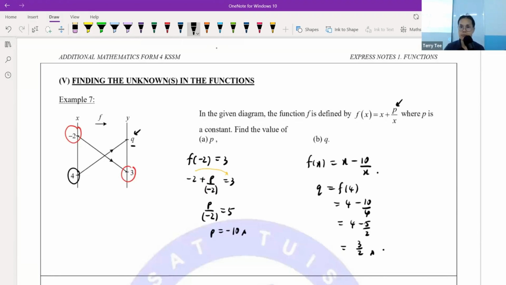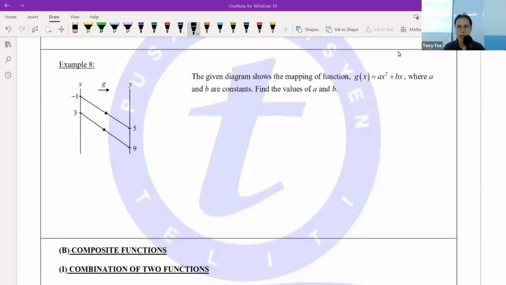Okay. In the event that you have two unknowns in your equation, we have to form two equations and solve them simultaneously. The first one, if I put -1 inside, I get 5. So a times -1 squared plus b times -1 equals to 5. -1 squared is 1, so it's 1a. b times -1 is minus b. The result is 5. Equation 1.